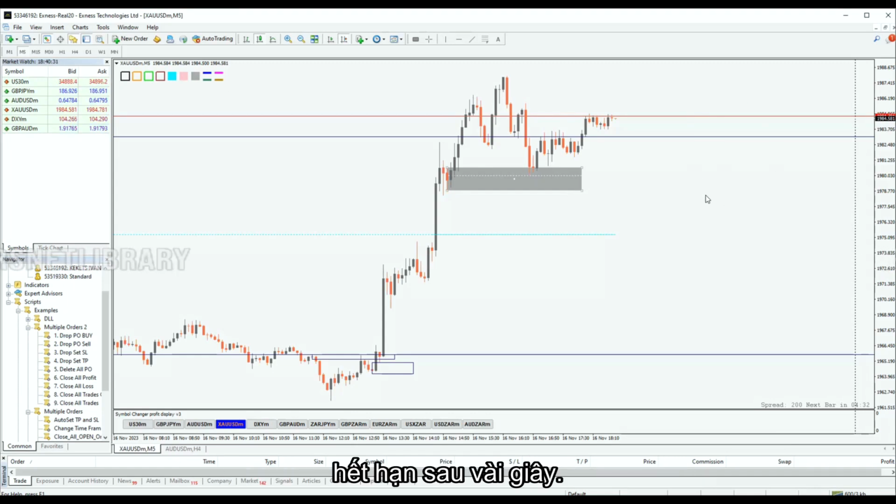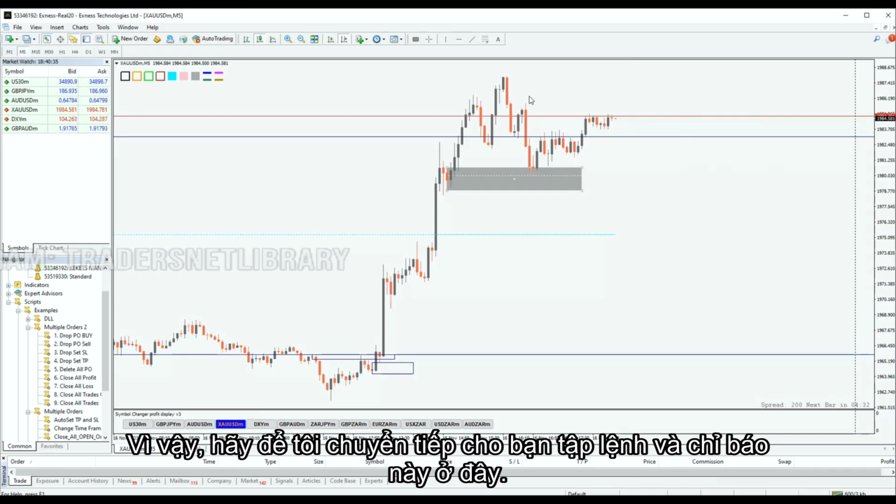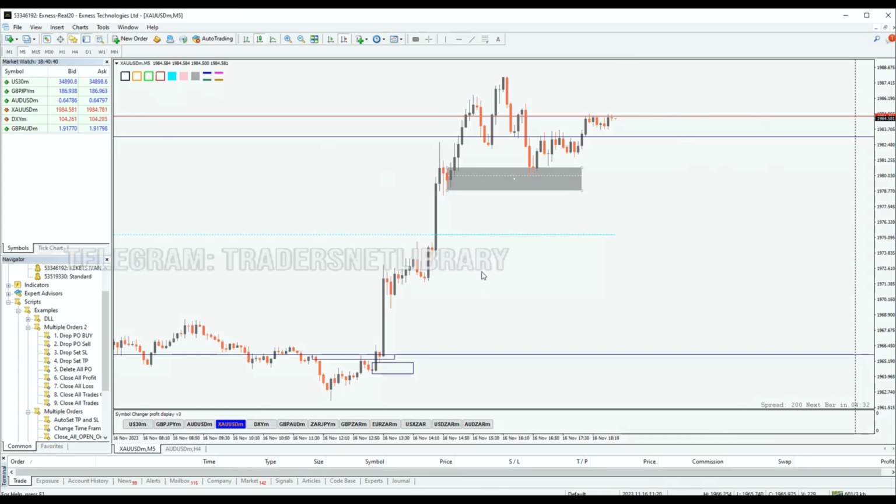My Zoom will expire in some seconds. Yeah, if you can see here. So let me just forward you the script and this indicator here.